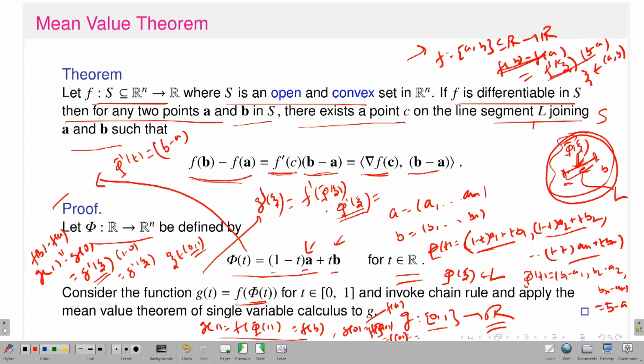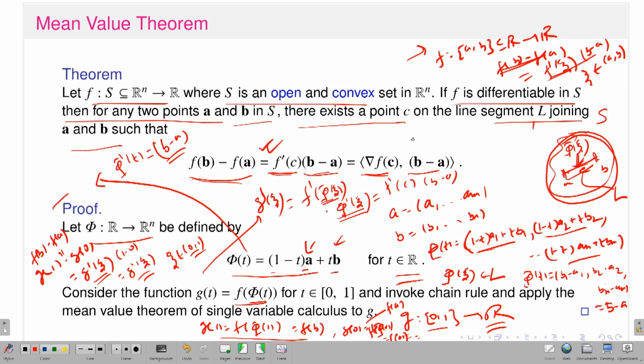So therefore I have done. That means the left hand side g1 minus g0 is exactly equal to f of b minus f of a, and what is g prime of xi? Well, this is nothing but the derivative of f at the point phi xi. Phi xi is a point in the line segment joining a and b, that means a point c in L, times phi prime of xi. So I can write this as f prime at the point c times phi prime of xi. Phi prime of t is b minus a. That means this is the dot product with b minus a, and this is actually the case here.